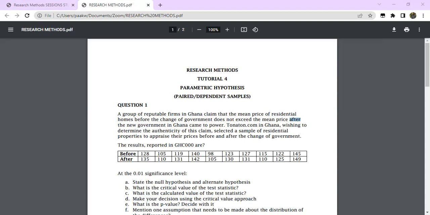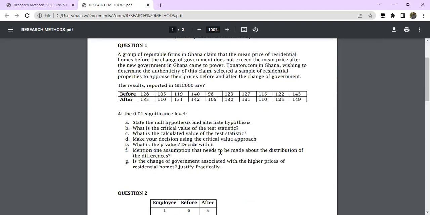The results reported are as follows. Answer the question at the 0.01 significance level. A, state the null hypothesis and alternate hypothesis. B, what is the critical value of the test statistic? C, what is the calculated value of the test statistic? D, make your decision using the critical value approach. E, what is the p-value? Decide with it.